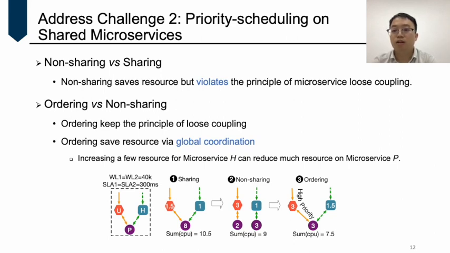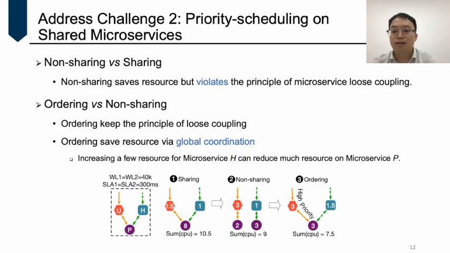Intuitively, the train with the lower latency target on Microservice P will be straggled by the other one. So it needs to allocate more resources to Microservice P to satisfy the low latency target in the sharing situation, compared to non-sharing. In this case, non-sharing can reduce the allocated resources, but non-sharing will violate the principle of loose coupling. Instead, we implement priorities on shared Microservice P for the train with the lower latency target.